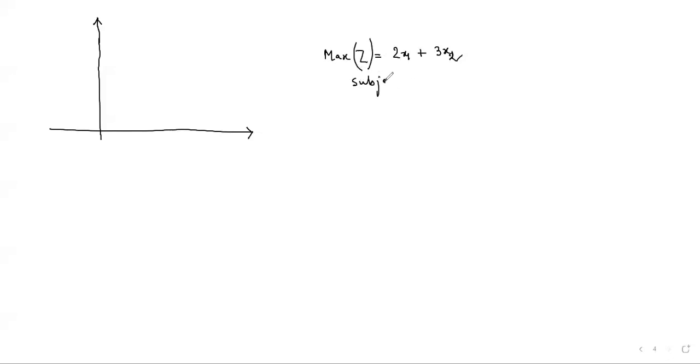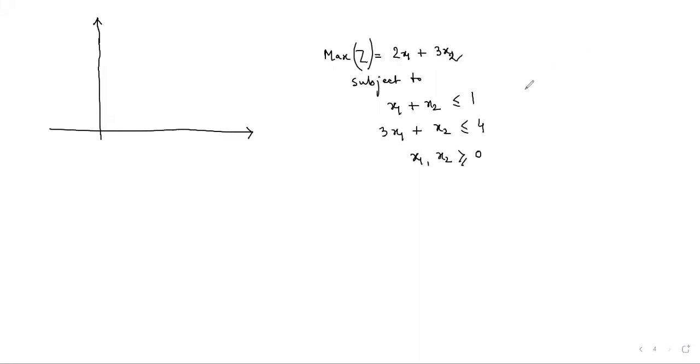Yes, sir. Now, just to give you a glimpse of what is happening graphically, since you are comfortable with the graphical method, and since this particular problem was a 2 variable problem, my original problem was: maximize z equals 2x1 plus 3x2, subject to x1 plus x2 less than or equal to 1, 3x1 plus x2 less than or equal to 4, x1, x2 greater than or equal to 0.